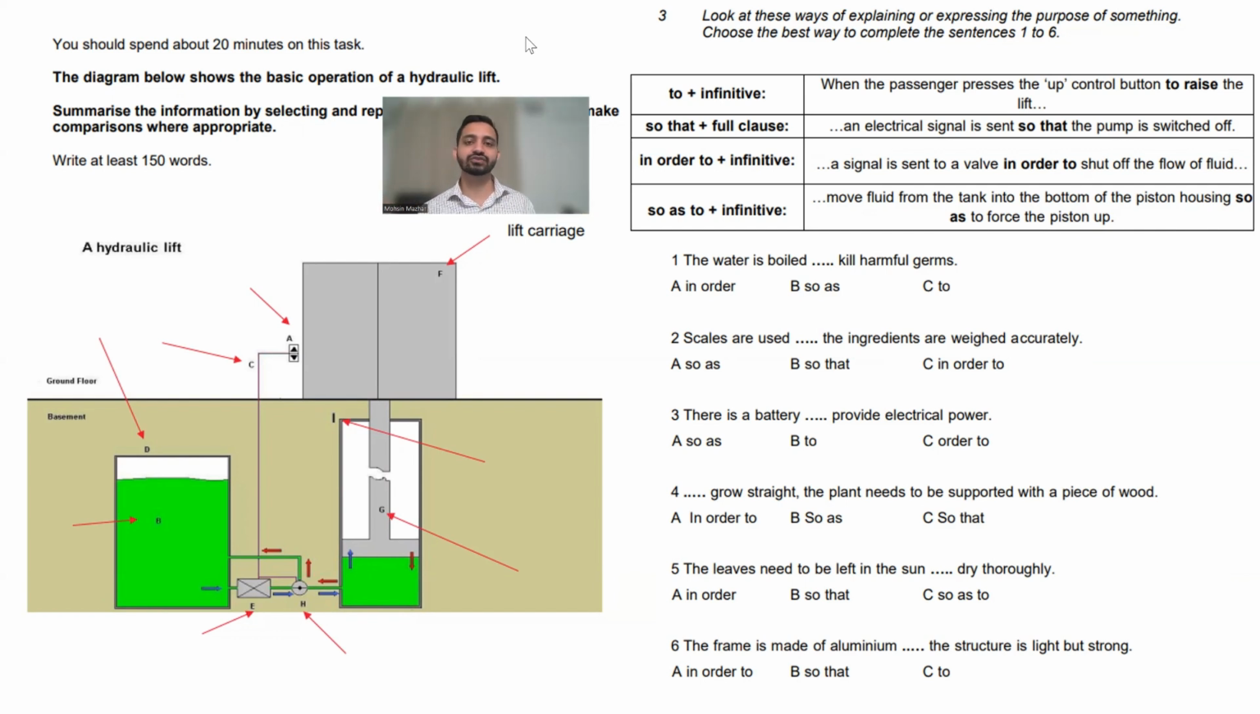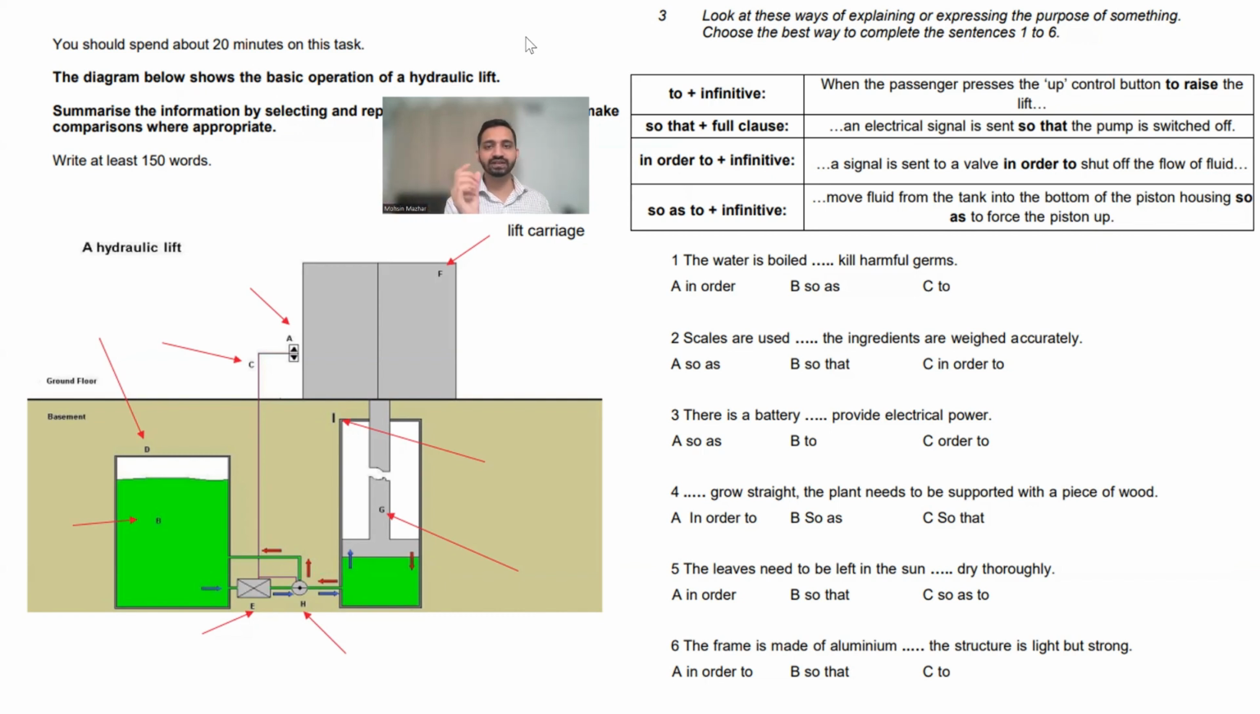The second structure we've got is so that plus full clause. You have to use the full clause after so that. An electrical signal is sent so that the pump is switched off. It's talking about the result. The third structure, in order to, is also explaining the result. A signal is sent to a valve in order to shut off the flow of fluid. And then fourth and lastly, so as to plus infinitive: move fluid from the tank into the bottom of the piston housing so as to force the piston up.